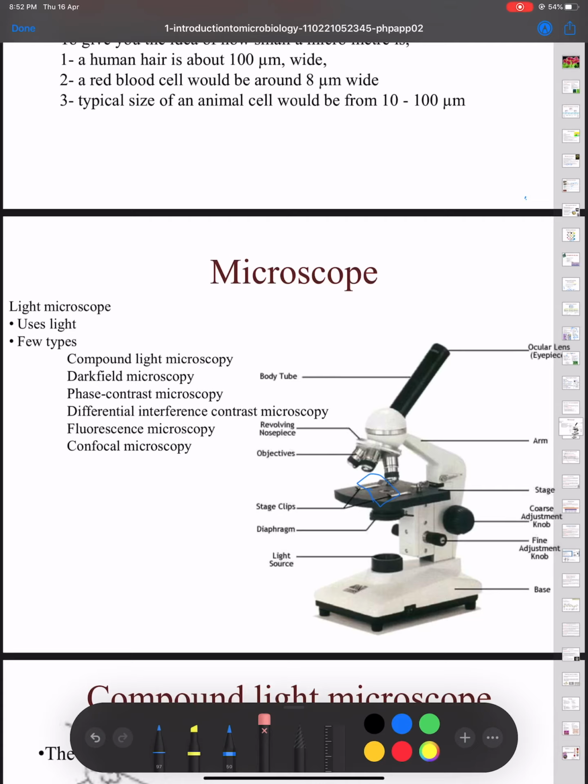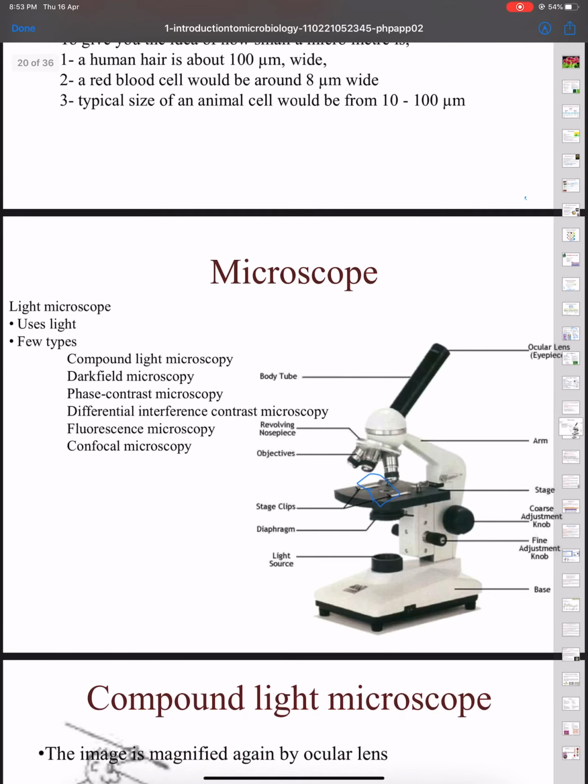Okay. What is a microscope? A microscope is needed to view some organisms, like microorganisms. You can't see them with your naked eyes, so you have to have a particular magnification to view them.